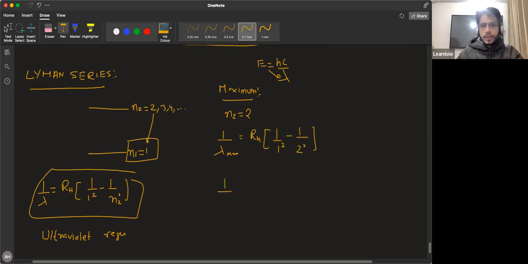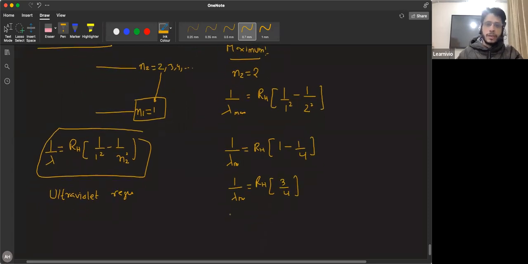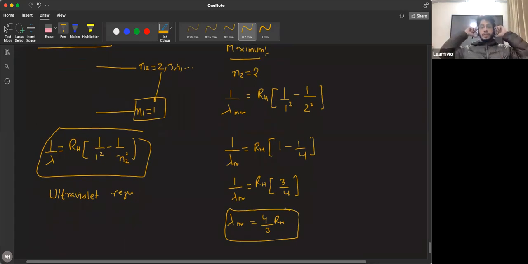So you can write this as 1 by lambda max is RH times (1 minus 1 by 4). 1 minus 1 by 4 means 3 by 4. So you can write that lambda max will be 4 by 3 RH. This is the maximum wavelength.